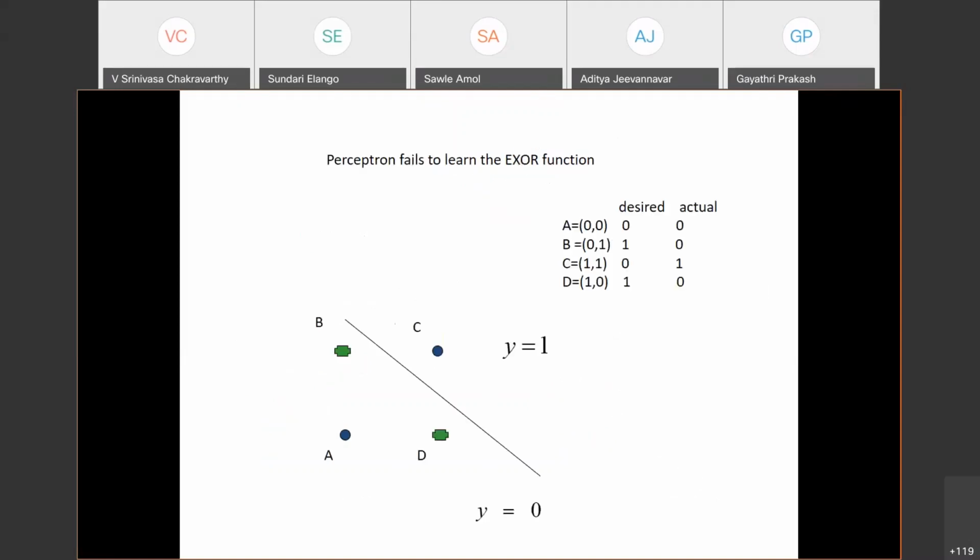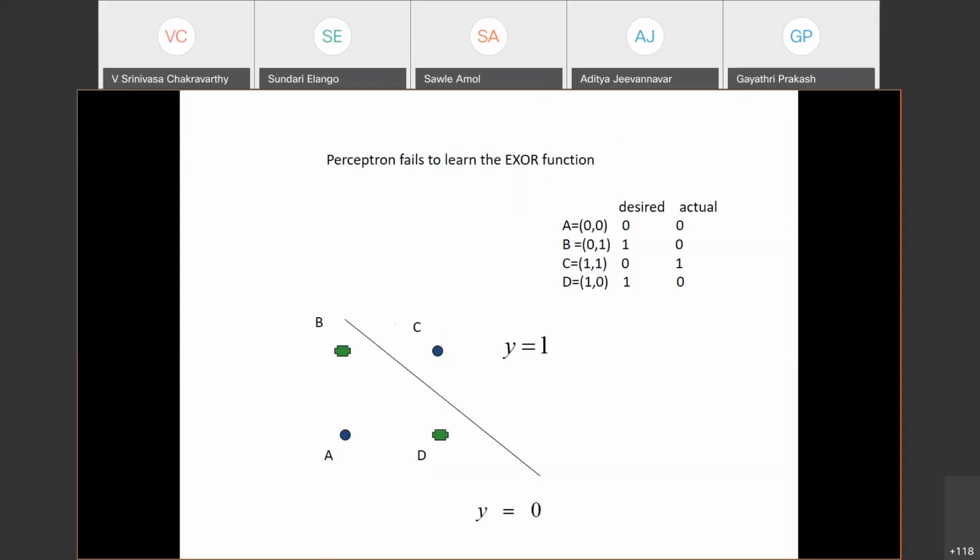Similarly, if you take one of these logic gates, the three fundamental logic gates are AND, OR, and NOT. But if you take another logic gate like the XOR function or XOR gate, where the truth table is given on the right side top: 0, 0 is 0, 0, 1 is 1, 1, 1 is 0, and 1, 0 is 1. This is the truth table.